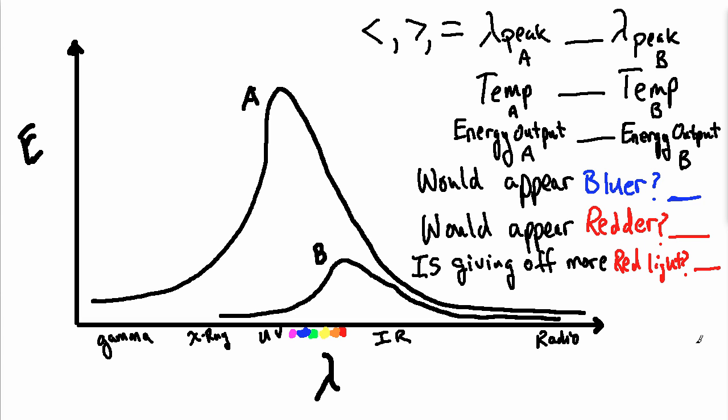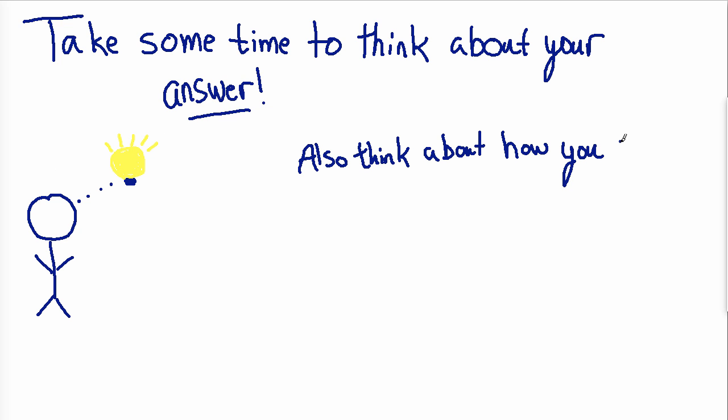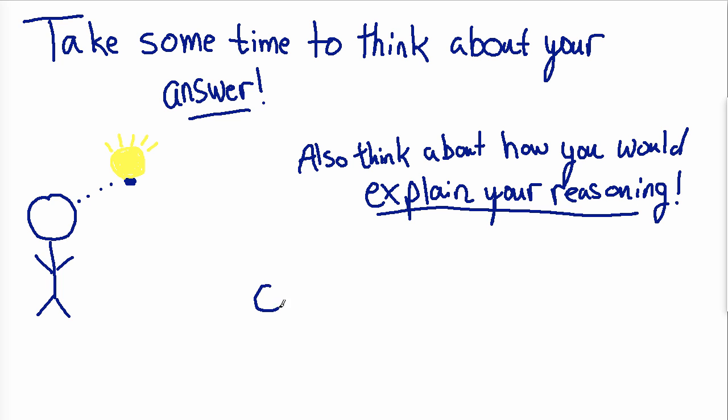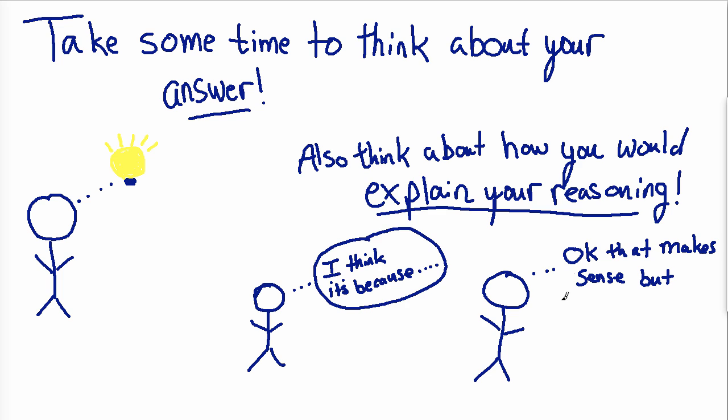And so I'd like you to think about the comparisons of each of these physical quantities for the two objects A and B. So again, think about your answers to those comparisons about the two different light curves. And I want you to also think about how you'd explain your answers and the reasoning behind them to one of your classmates. And we'll give you just a little bit of time to think about that.